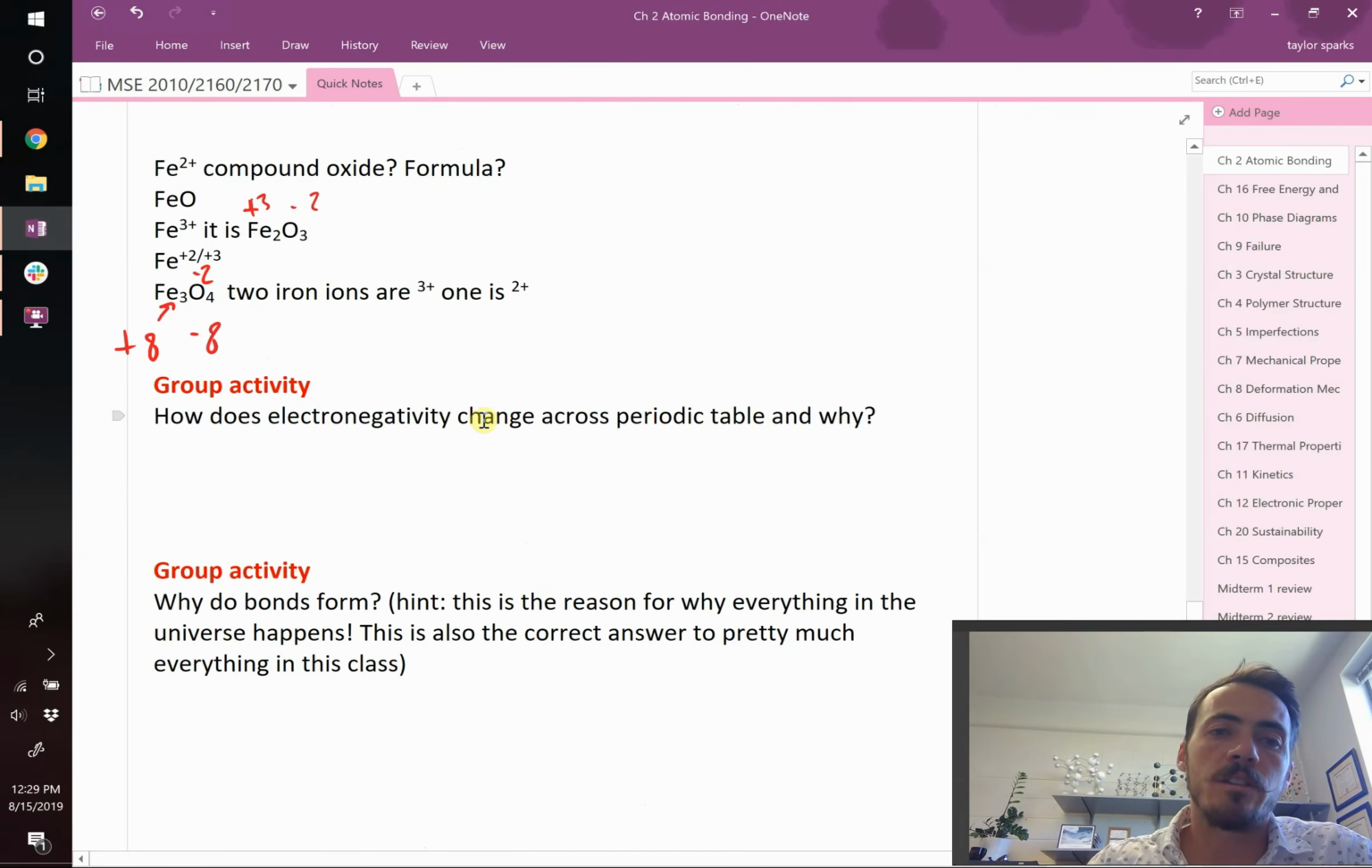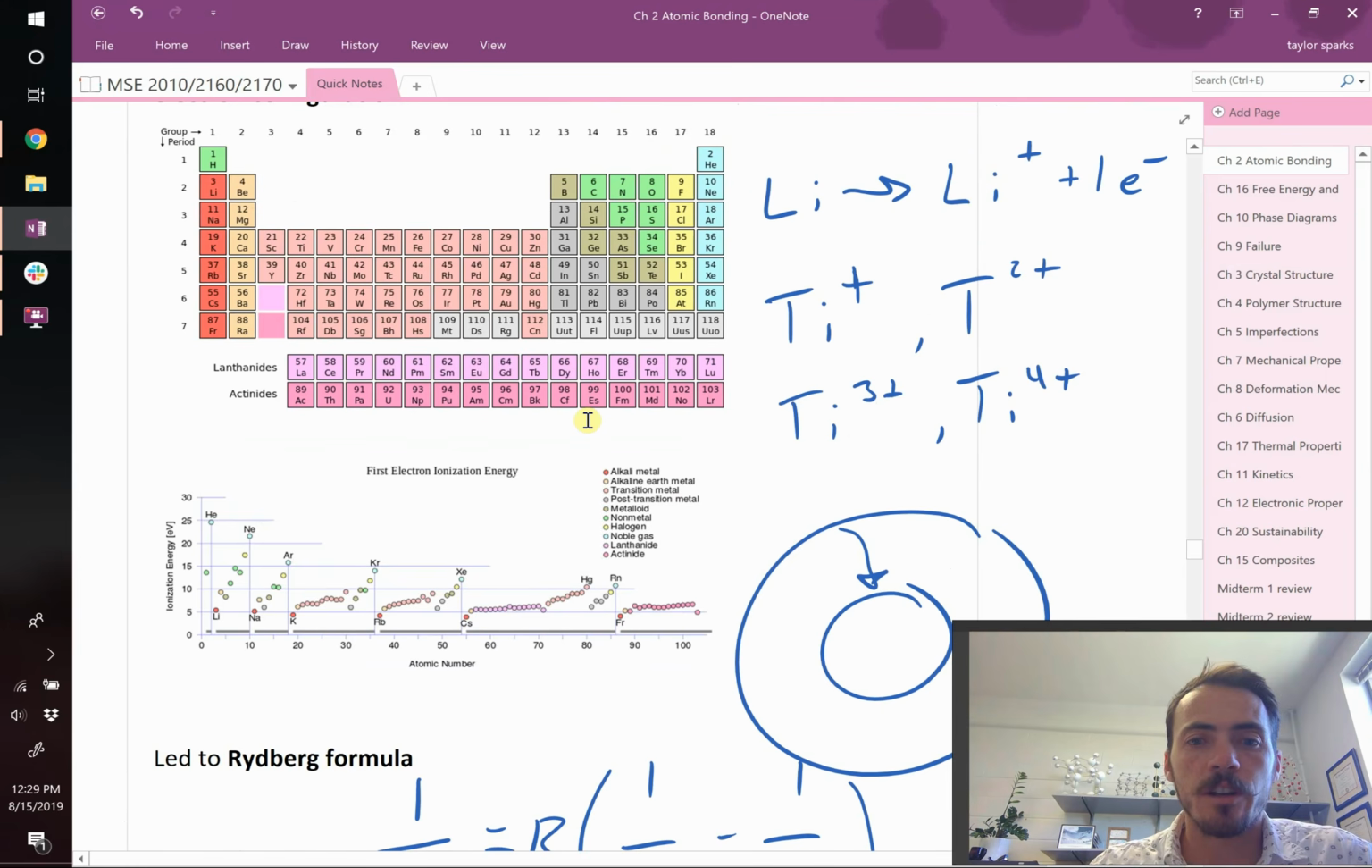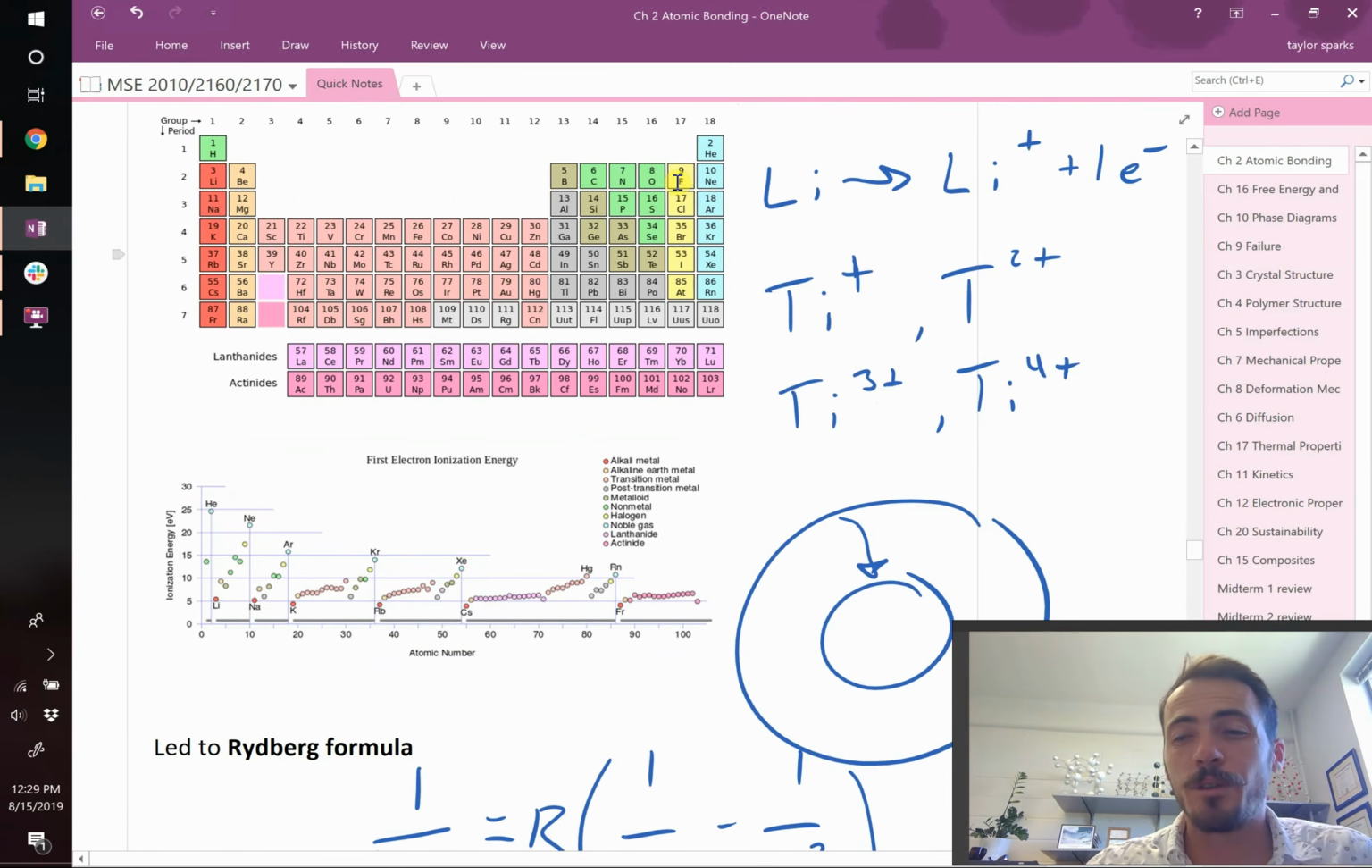How does electronegativity change across the periodic table? So what is electronegativity? Electronegativity is how badly an element wants an electron. So remember, go back to our ionization energy plots, and we said that things like fluorine really want to pick up one more electron because then it will look like neon and be happy, whereas sodium would pretty much not want that extra electron. So we would say that fluorine has a high electronegativity and sodium has a low electronegativity.